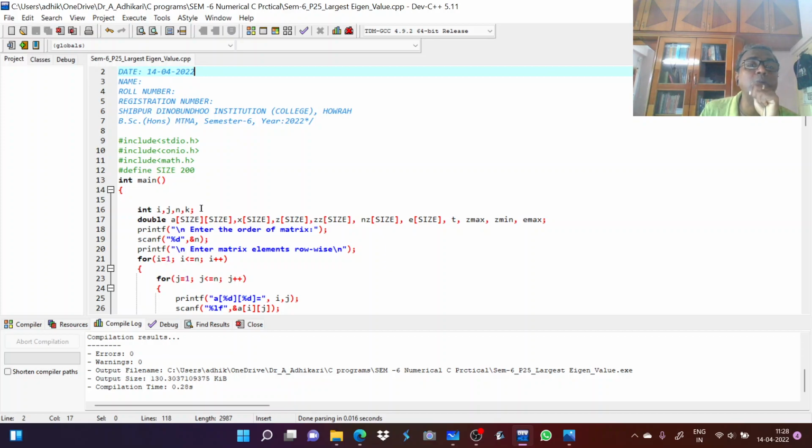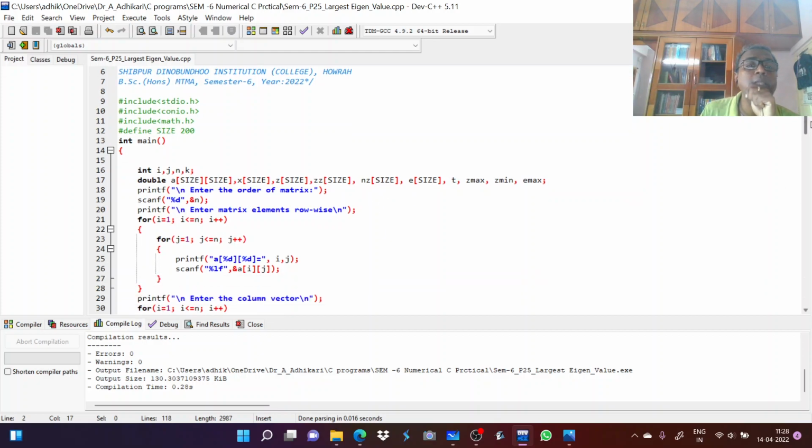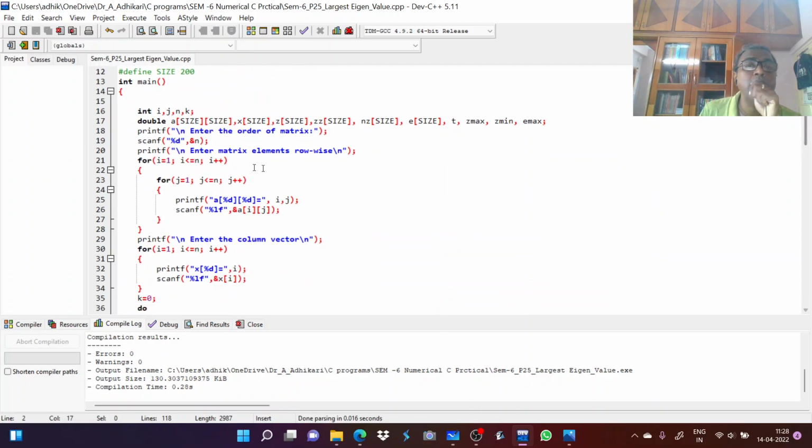200 is the dimension of this. A is the matrix, dimension 200 by 200, X is a one-dimensional array, and Z, ZZ, NZ, E, T, Zmax, Zmin, Emax are variables, all of double type. I, J, N, K are integer variables. First we enter the order of the matrix, and then we enter the matrix elements row wise, a11, a12, a13 and so on.